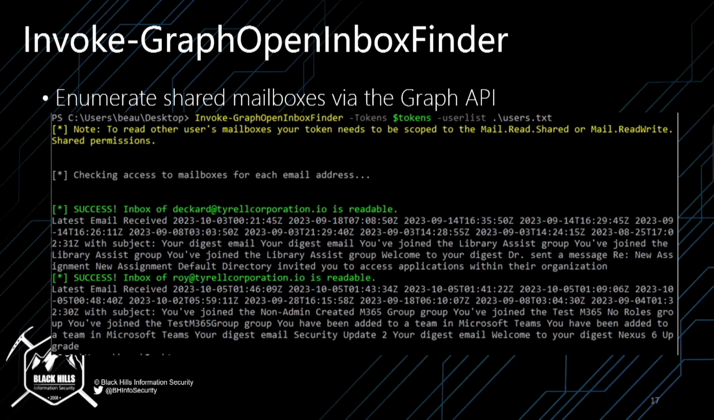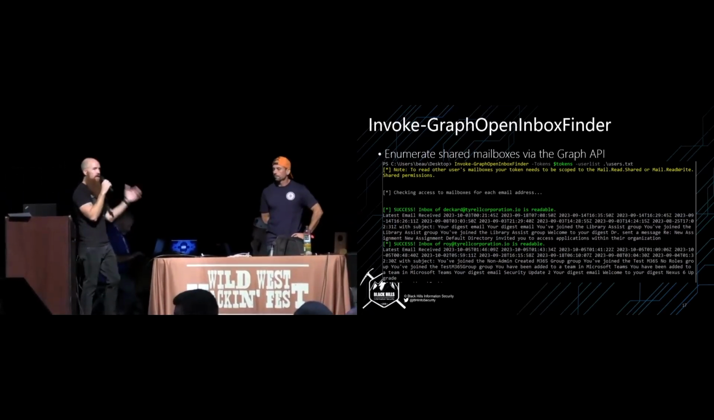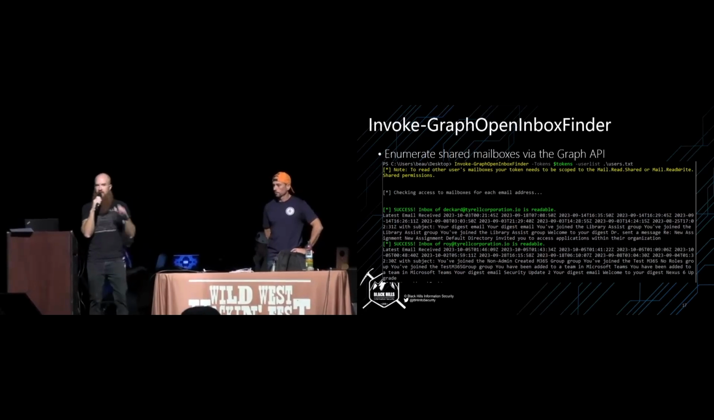Previously with MailSniper, this was done over OWA or EWS, Exchange Web Services. But now with GraphRunner, we're doing the exact same thing, but via the Graph API, right? So we don't necessarily need access to EWS. We don't need access to OWA. We just need a Graph token.